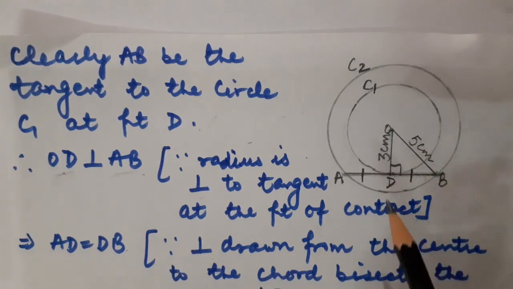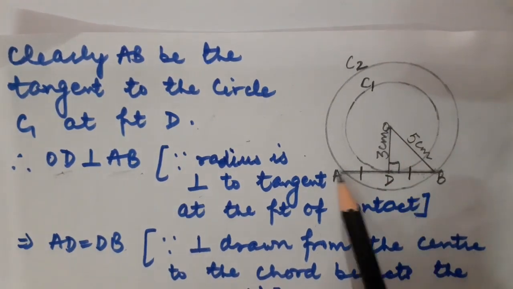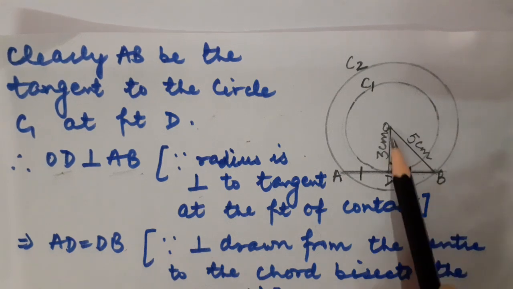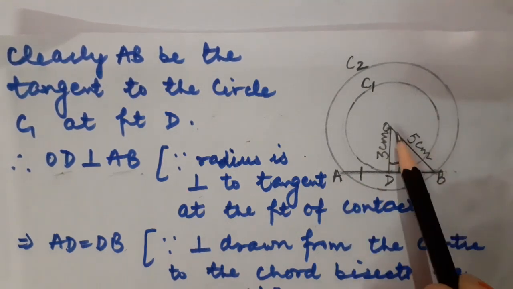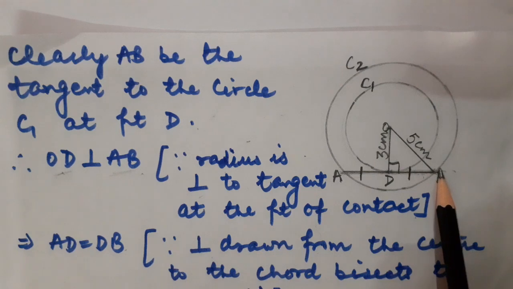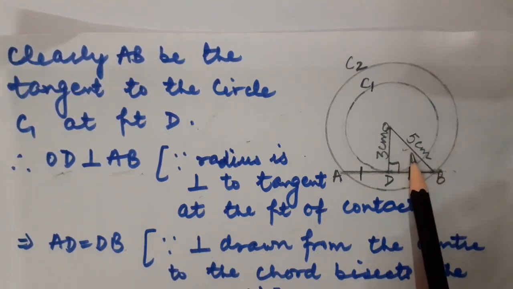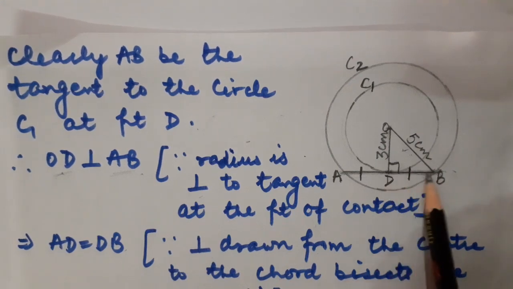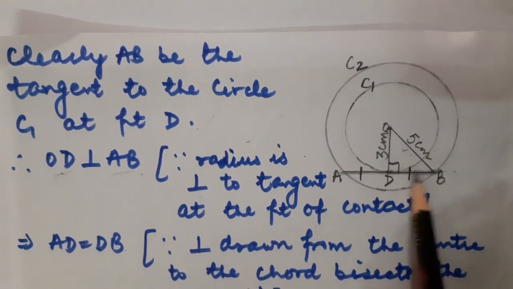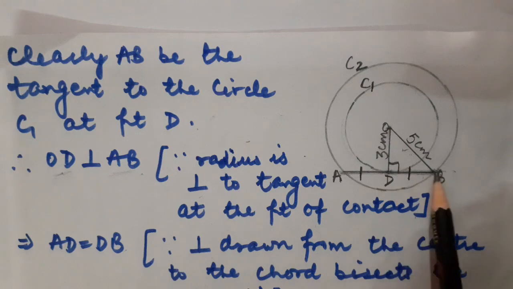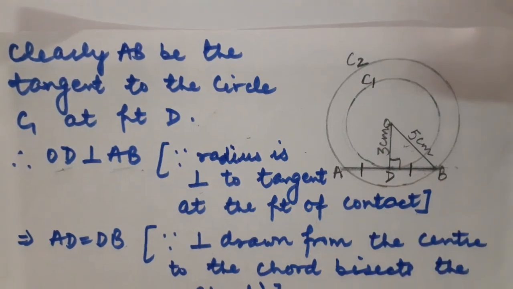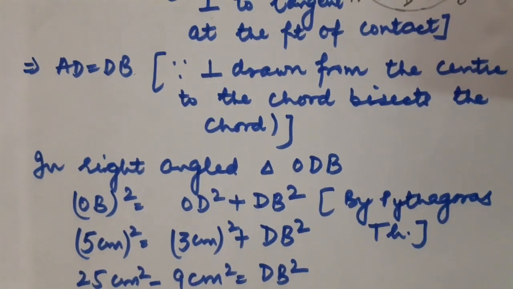Yes, of course. And children, you know that OD is perpendicular to AB because radius is perpendicular to tangent. So this triangle ODB will become a right angled triangle. Now easily you can apply Pythagoras theorem here to calculate DB. And after calculating DB, just make it double so that I can calculate the complete length AB. Got it? Okay. Now have a look at the solution.